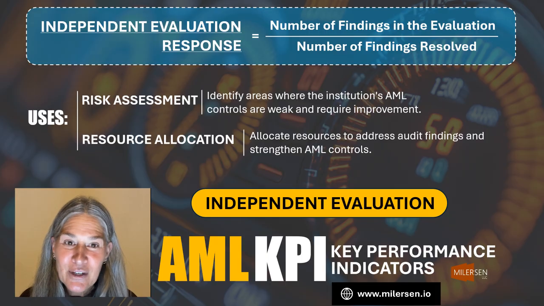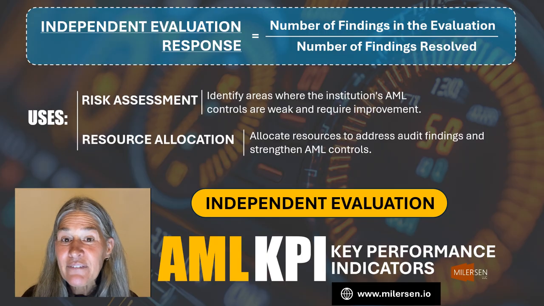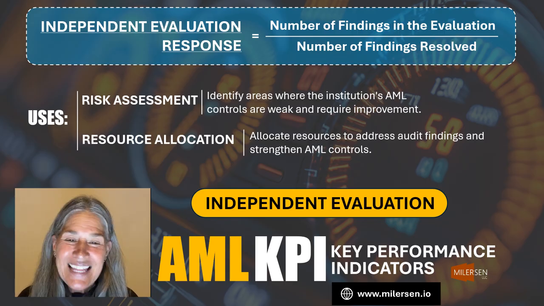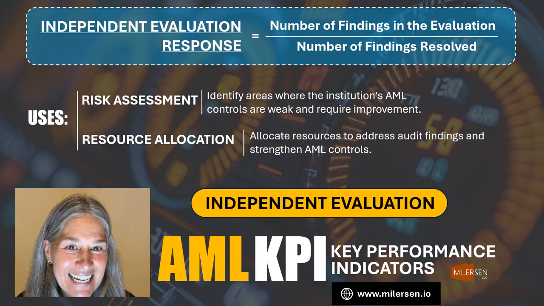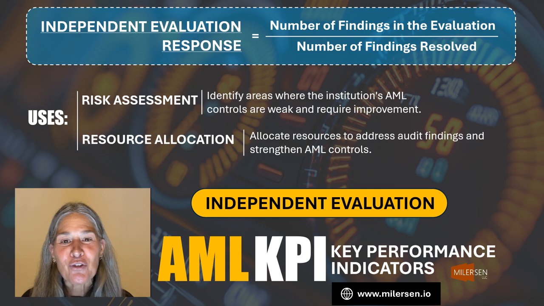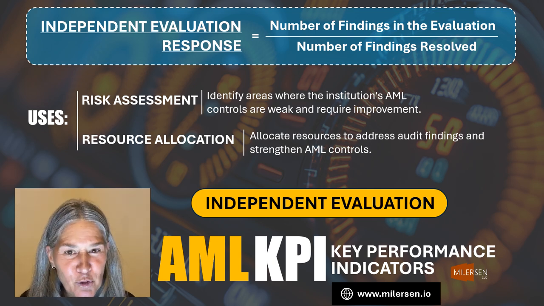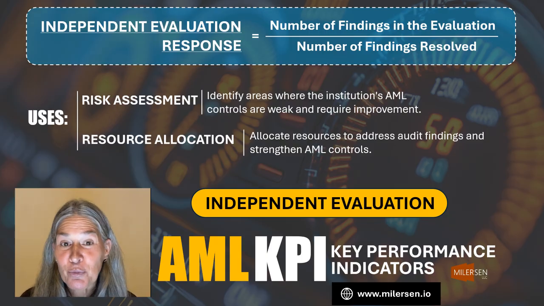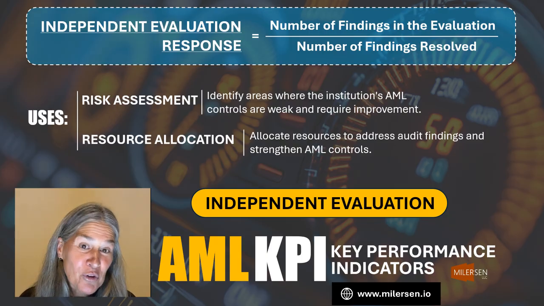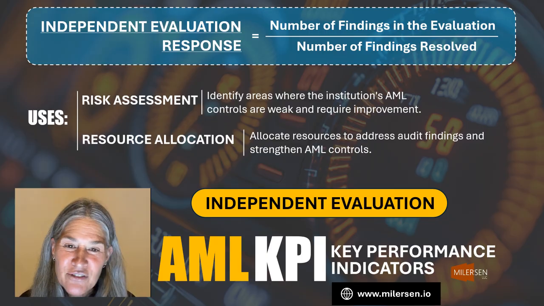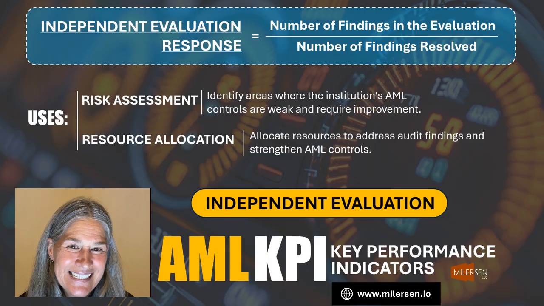How you respond is critical, which leads to the independent evaluation response KPI. You can track this by looking at the number of findings from an independent evaluation versus the number of findings you've actually resolved. This is a key metric for risk assessment. It helps to see in black and white where your AML controls are weak and require improvements. It also helps guide your resource allocation. You can use it to prove you're putting your people and budget where they're needed most to fix problems and strengthen your program.